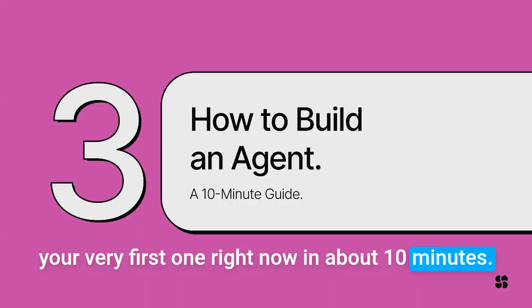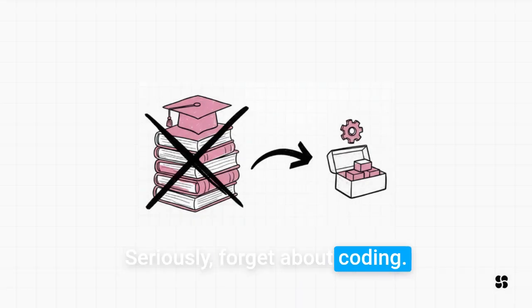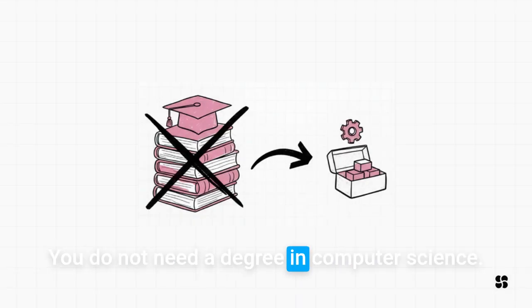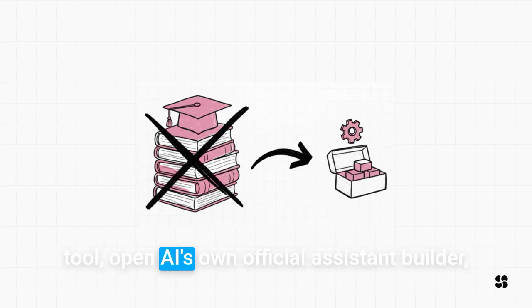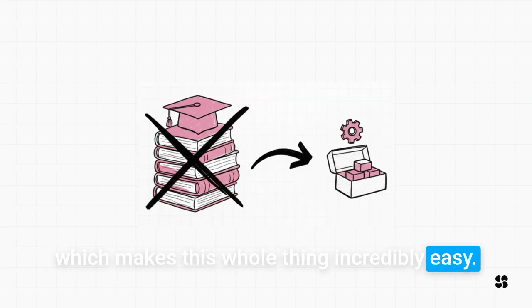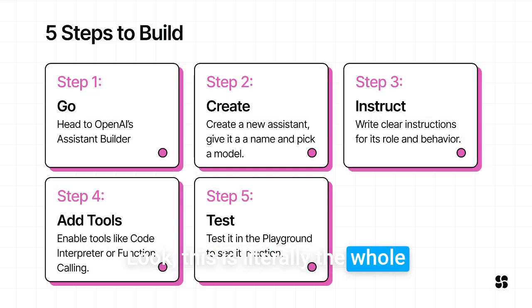Let's actually walk through how you can build your very first one right now in about 10 minutes. Seriously, forget about coding. You do not need a degree in computer science for this. We're going to use a super simple, no-code tool, OpenAI's own official assistant builder, which makes this whole thing incredibly easy. And look, this is literally the whole game plan, just 5 simple steps.